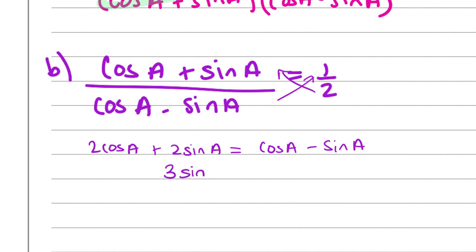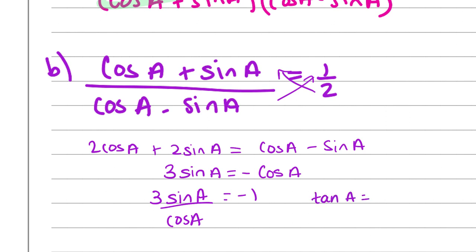So I'm going to get 3 sine A equals negative cos A. Okay. I'm going to divide both sides by cos and by 3 at the same time. No, I won't actually. I'll just divide by cos and then you guys can see. So 3 sine A over cos A equals negative 1. If I divide both sides by 3, sine over cos we know is tan of A equals negative a third. Okay? So that is what I've got so far.